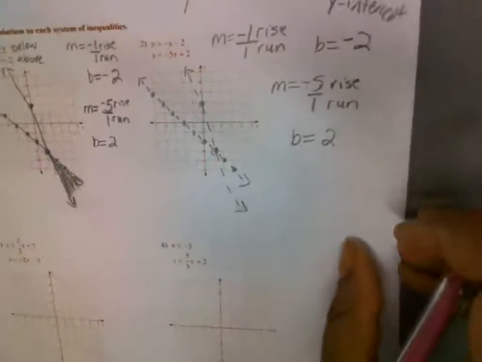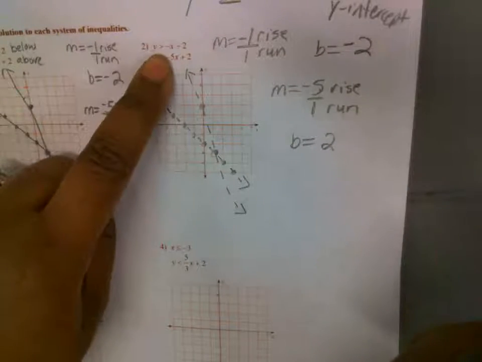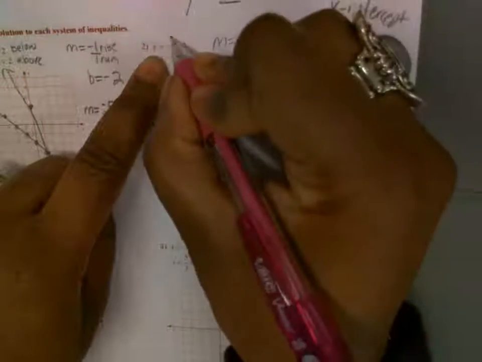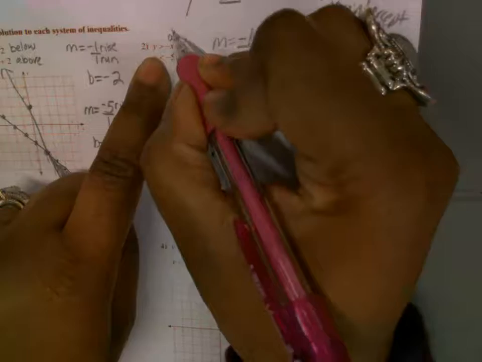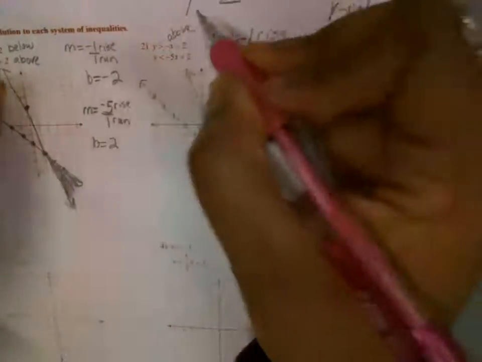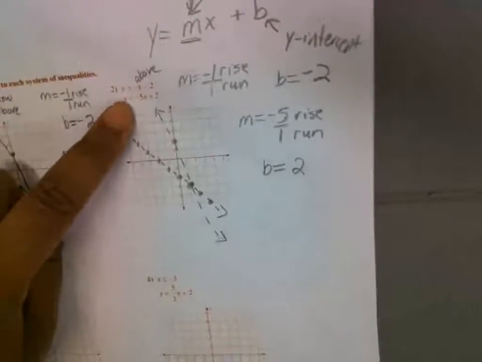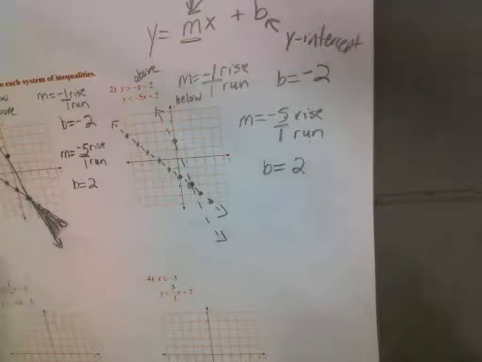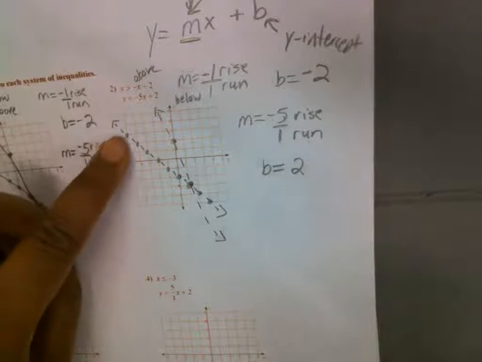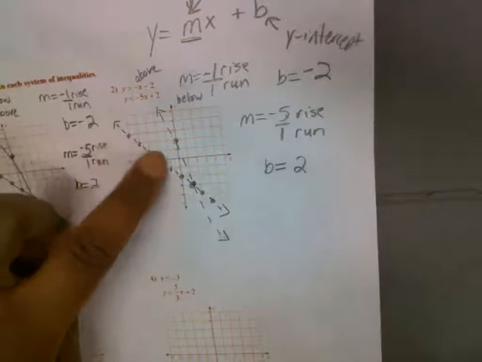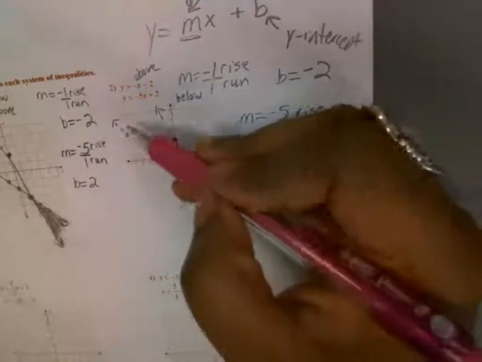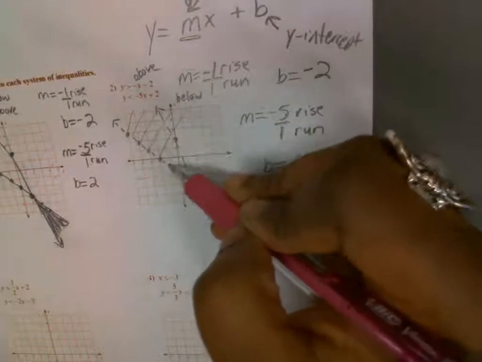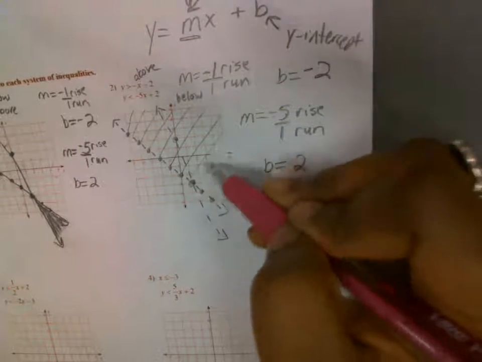All right. So now this is, I'm sorry, greater than, so we shade above. And this right here is less than, so we shade below. Okay. So let's look at the first line. This is the first line right here. So we're going to shade above. So I'm going to draw above. This is on top of the line. That's above.